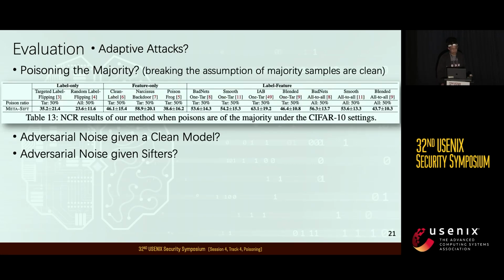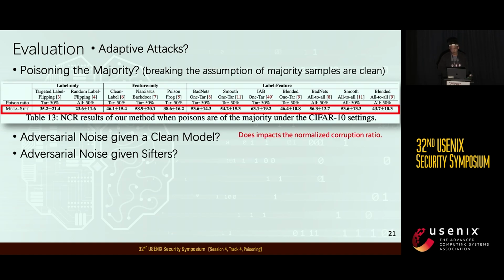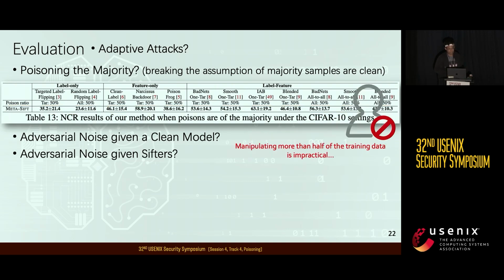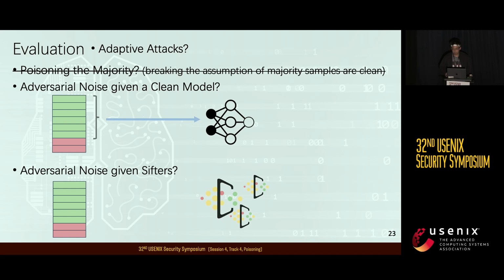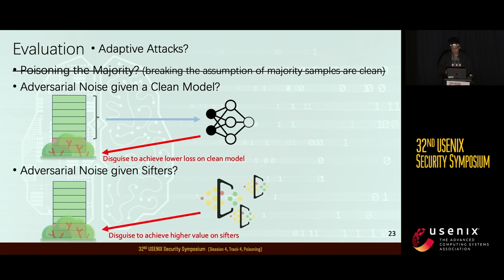All right. So after this, we also explore adaptive attacks. One straightforward method is to poison over 50% of the data set, which provides effective penetration of Meta-Sift. However, corrupting more than half of the training data isn't feasible in real-life scenarios. We also consider 2 optimization-based adaptive attacks. One is to generate examples that disguise samples so that they can achieve lower loss over the clean-data-trained models. And another idea is to generate noise in order to achieve higher scores on the pre-trained sifters.